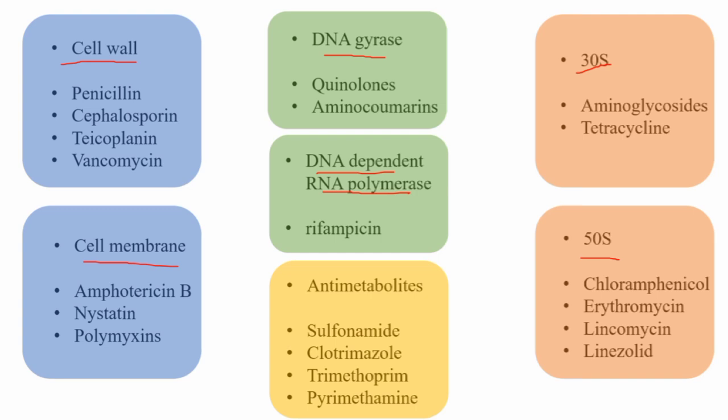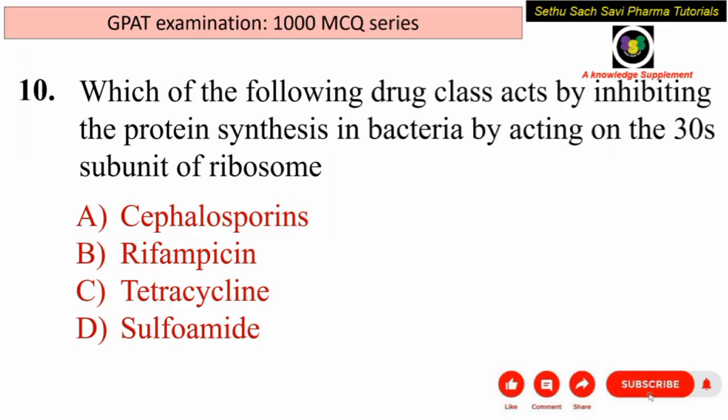Now after including the ribosome for protein synthesis, the DNA and RNA synthesizing enzymes, and the cell wall and cell membrane, another category comes: the antimetabolites. This mainly inhibits the metabolic products. These include sulfonamide, cotrimoxazole, trimethoprim, pyrimethamine, etc. So here in this question they are asking about the 30S subunit of ribosome. So the answer will be aminoglycosides or tetracycline. Is it cephalosporin? No, it is not. Rifampicin? No. Is it tetracycline? Yes. The answer will be tetracycline.